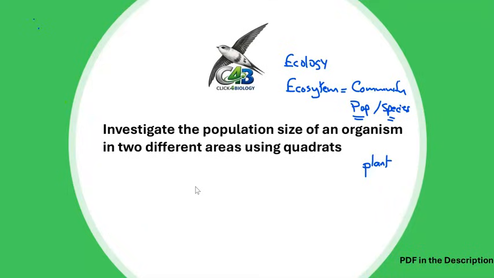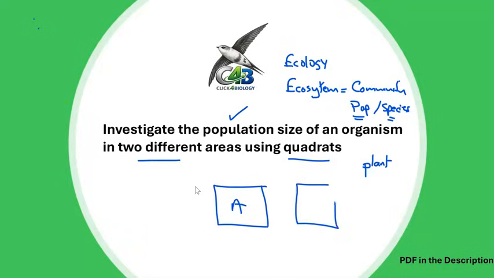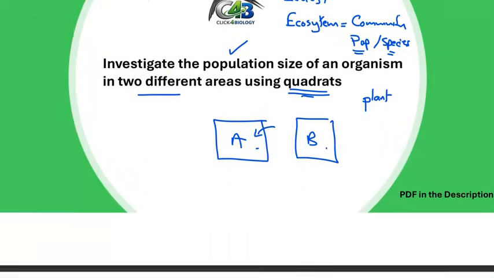So we'll use the technique of quadrating, and we can apply this to calculating or estimating the population size of a species, and indeed we could use that to compare two areas. So we may have zone A and zone B, and we have a plant within this area A and B, and we're going to calculate the population for A. We're going to calculate the population for B, and the technique that we will use is that of using quadrats. So let's see how we actually go about doing that.